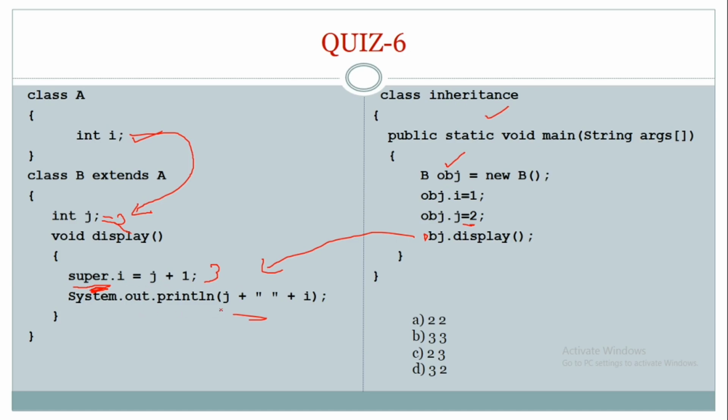Now I'm going to print the value of j and i. The value of j is 2 and the value of i is 3. So the answer is 2, 3. Is it correct? Yes, the answer is 2, 3.